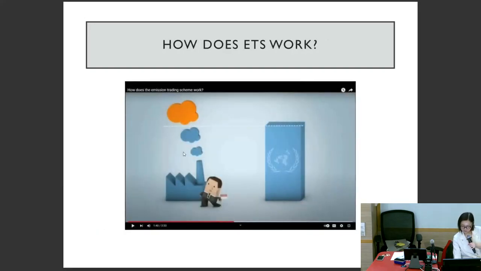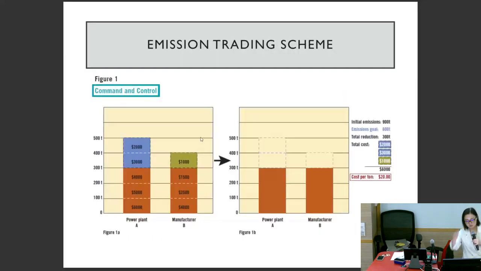This is also another video, so you can take a look after the class. Here is another diagram explaining why the cheapest technology will be employed first. We have two different companies: power plant A and manufacturer B. Maybe power plant A will emit 500 tons of carbon dioxide, and manufacturer B will emit 400 tons of carbon dioxide.